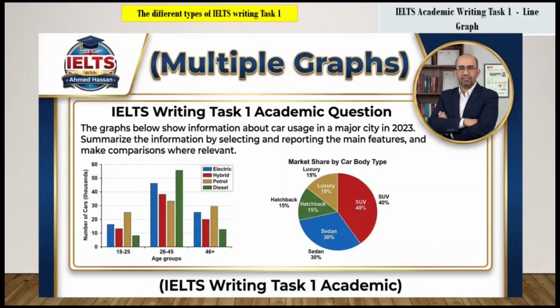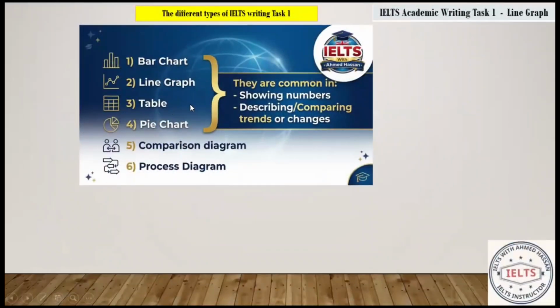Now, you should know what is common among the 4 types. The first 4 types, you will find bar chart, line graph, table, pie chart. They are common in showing numbers, describing or comparing trends or a change.